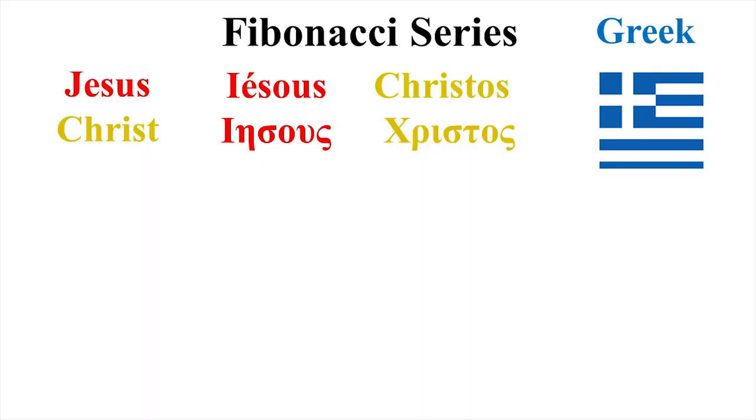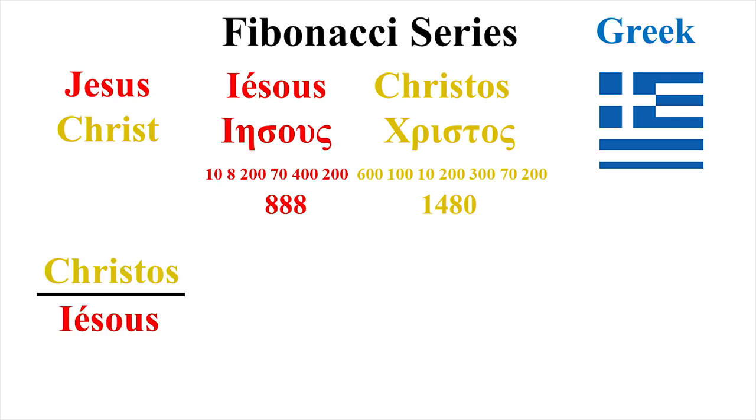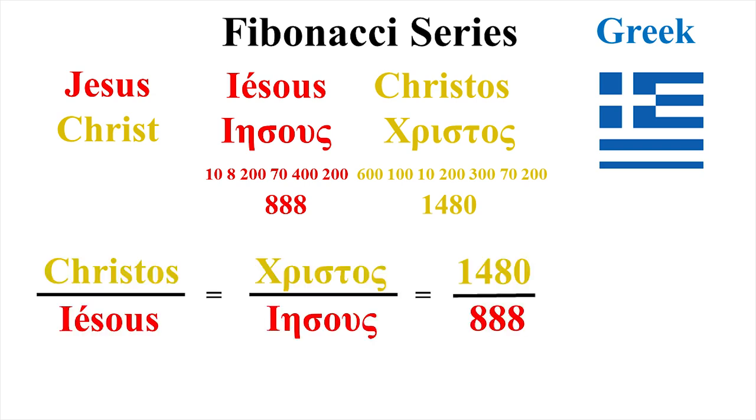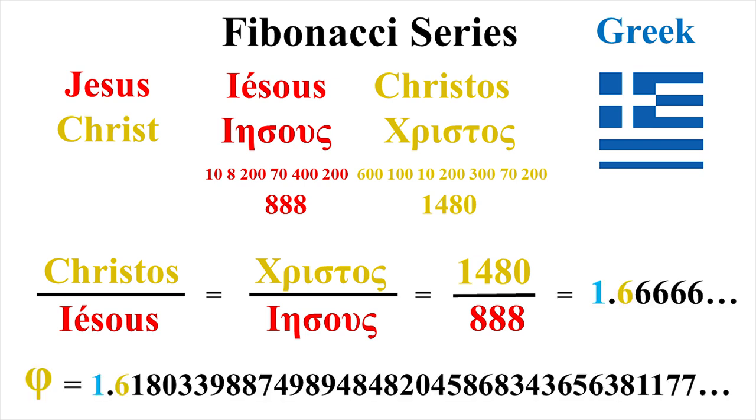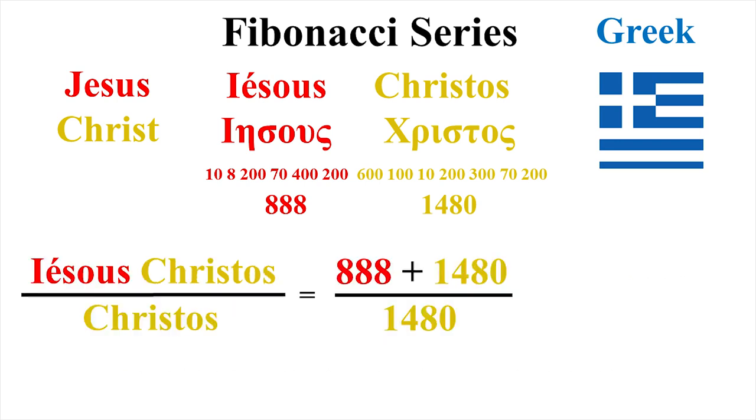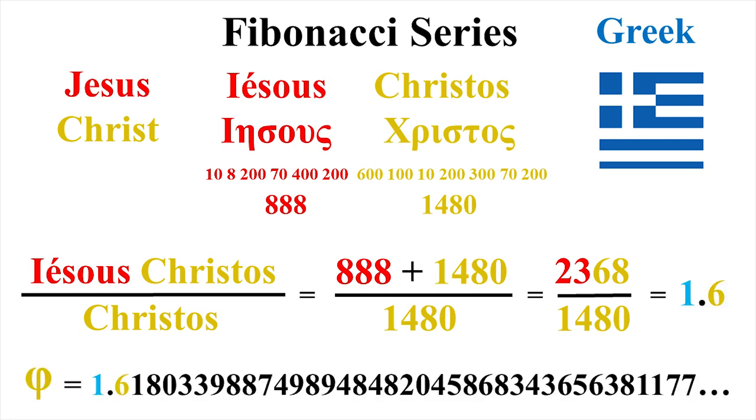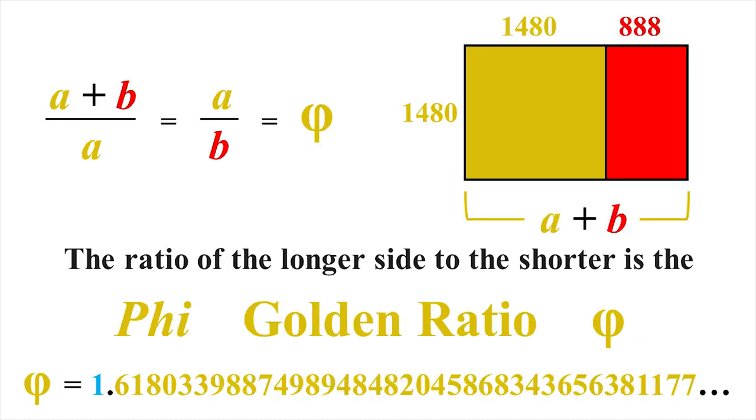Let's again take Jesus Christ, his name, Iousus Christos. Put in the isopsephy values. We said we're 888 and 1480. Christos divided by Iousus is 1480 divided by 888, 1.66666. Very close to 5 over 3. Iousus Christos divided by Christos is 2368 divided by 1480, 1.6. If we put it into our rectangle picture, it would kind of represent like this. Iousus Christos divided by Christos. Very beautiful. Just brilliant.